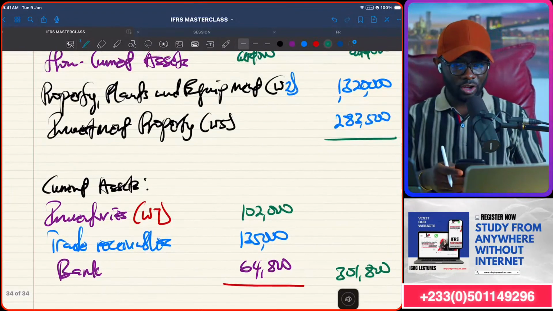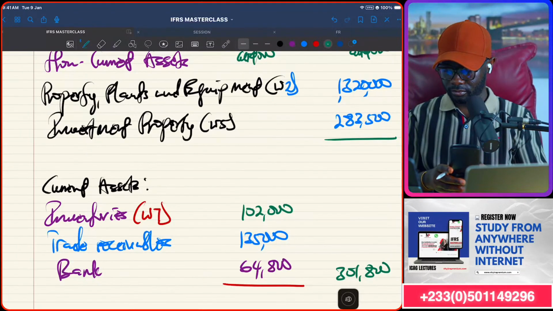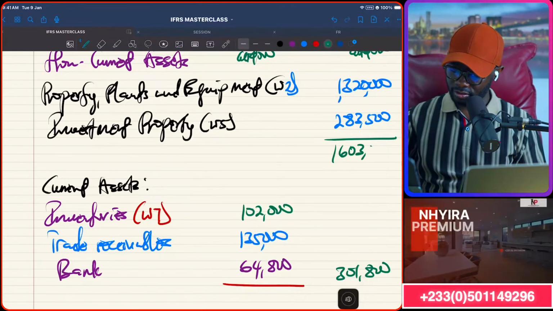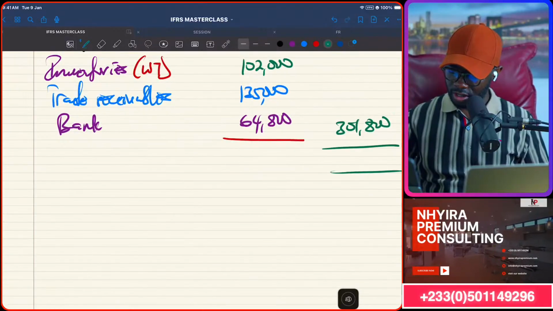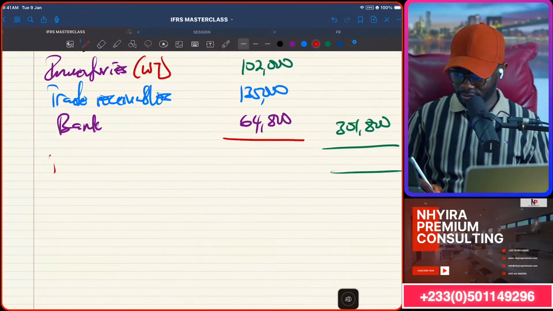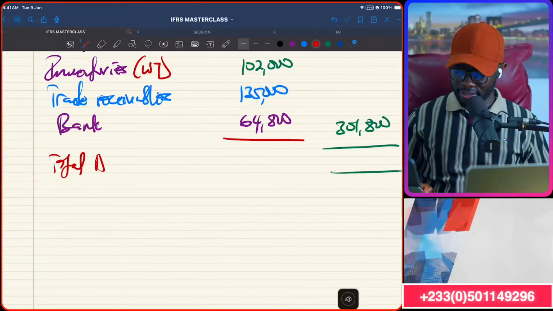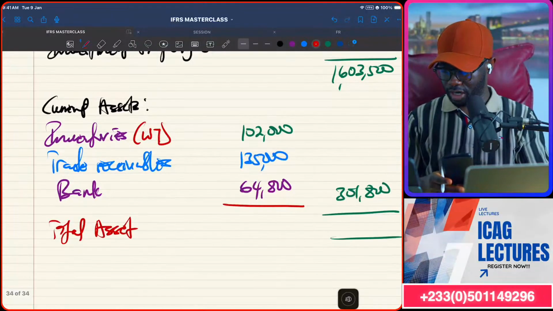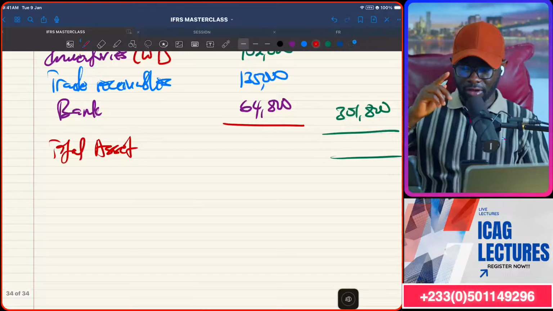Then the non-current asset, and that is 1,603,500. So we add it up to get our total assets. Sorry. Total assets plus 301,800. And that is 1,905,300.